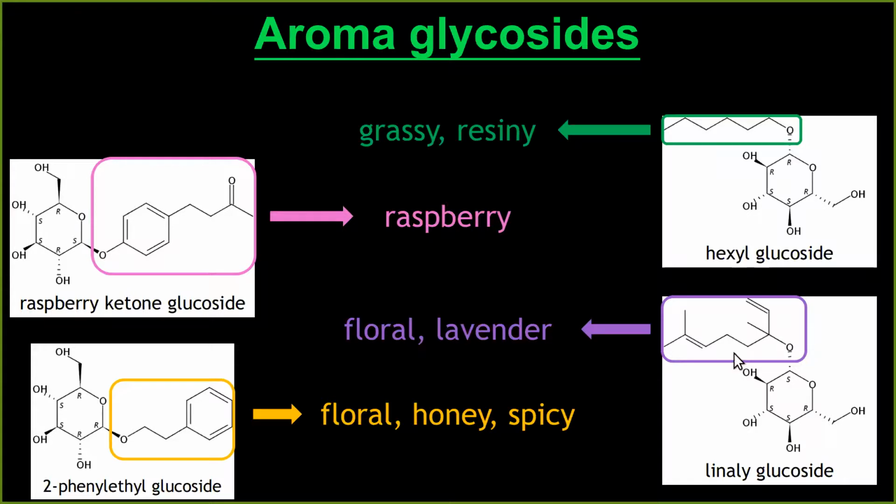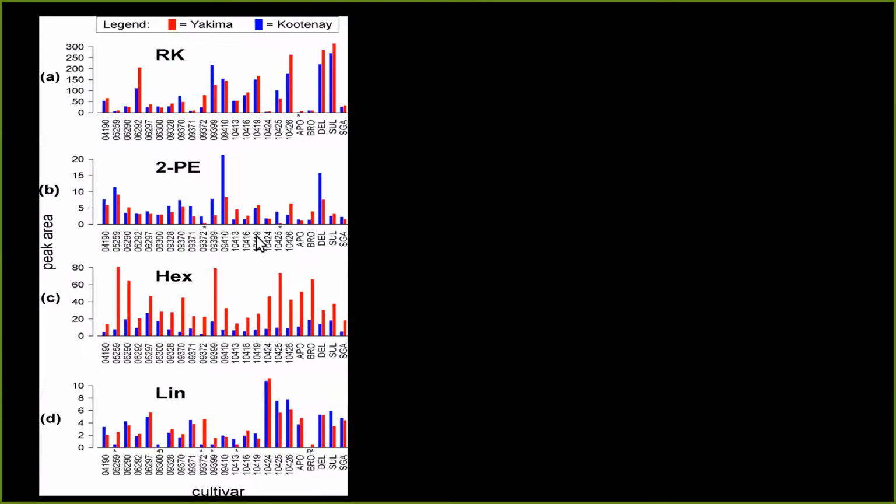We measured these 4 compounds in hop cones grown in those 2 locations. Each of these graphs represents our measurements of each one of those 4 compounds, abbreviated here as raspberry ketone, 2-phenylethyl, hexyl, and linalool. We measured the relative quantities of these compounds in all 23 varieties and in 2 locations, with locations represented by different colors here. This is a lot of data.